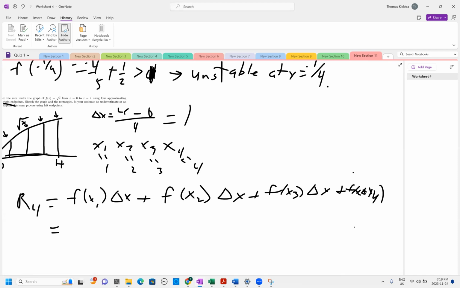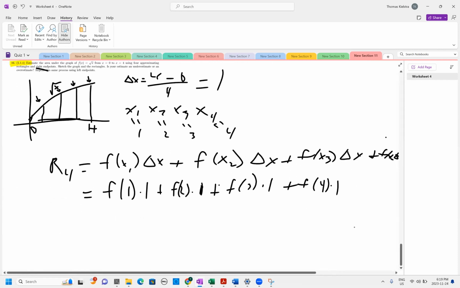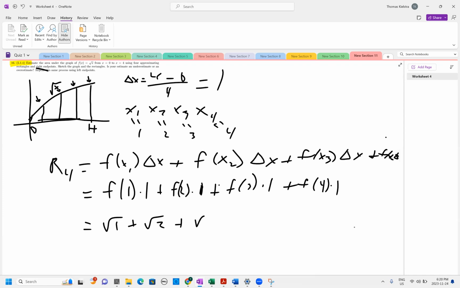Which is equal to f of 1 times 1 plus f of 2 times 1 plus f of 3 times 1 plus f of 4 times 1. And in this case, because it's the square root function, this equals root 1 plus root 2 plus root 3 plus root 4, which equals 5 plus root 2 plus root 3, or sorry, not 5.